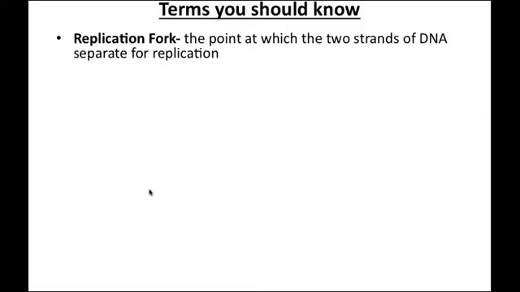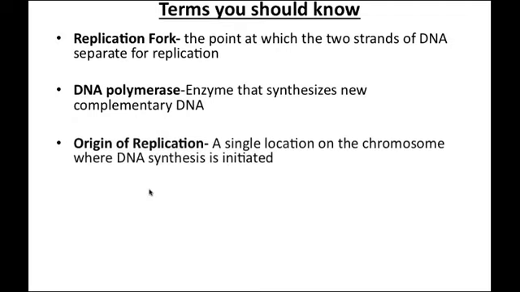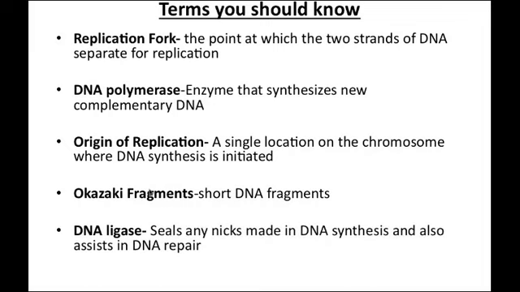Right? For every chromosome, we have two replication forks if we have that one origin of replication. The DNA polymerase is the enzyme that synthesizes the new complementary DNA. And remember that origin of replication is that single location on the chromosome where the DNA synthesis is initiated. Okazaki fragments are short DNA fragments, right? And the DNA ligase seals any nicks made in DNA synthesis and also assists in the DNA repair.